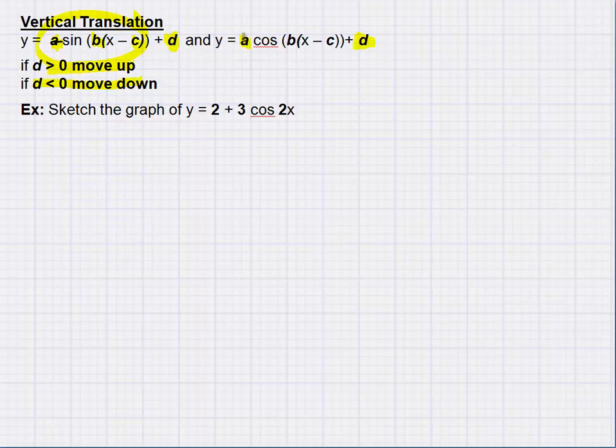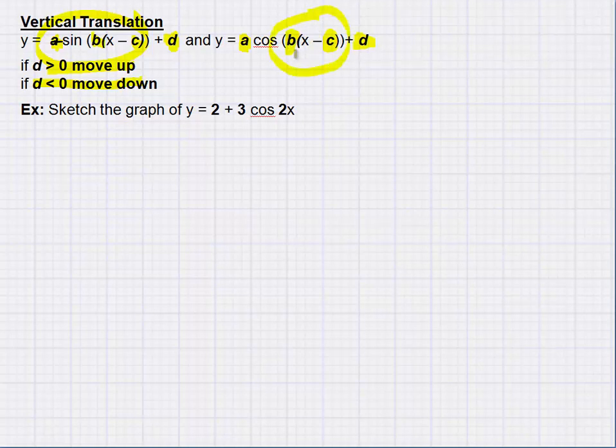So A has something to do with the amplitude, B the period, C the phase shift, D the vertical shift. Now remember, A is not always the amplitude; the absolute value of A is the amplitude. B is not the period, but 2π divided by B is the period. C is the phase shift as long as you look at it in the right way and B is factored out.